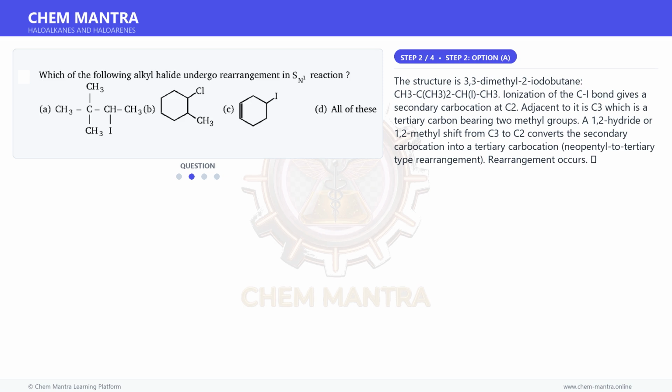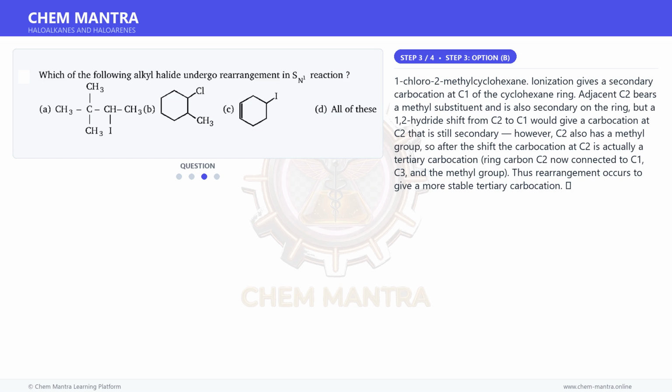The structure is 3,3-dimethyl-2-iodobutane, CH3C(CH3)2CH(I)CH3. Ionization of the C-I bond gives a secondary carbocation at C2. Adjacent to it is C3, which is a tertiary carbon bearing two methyl groups. A 1,2-hydride or 1,2-methyl shift from C3 to C2 converts the secondary carbocation into a tertiary carbocation, a neopentyl to tertiary type rearrangement. Rearrangement occurs. Moving on to the next step.